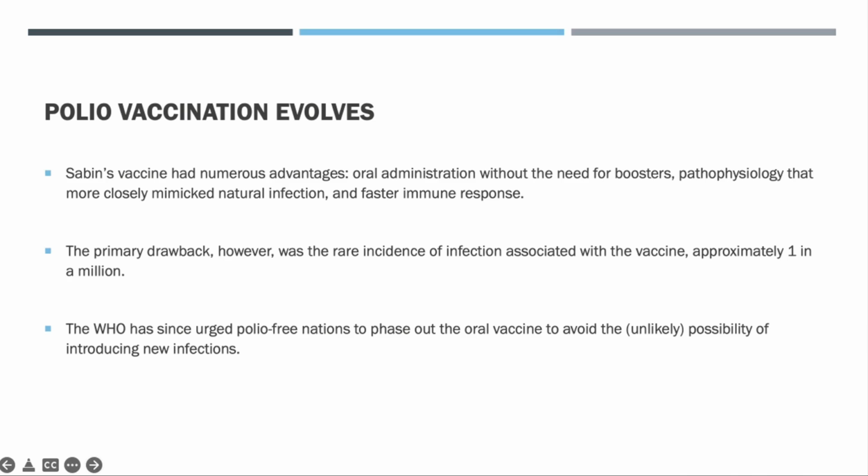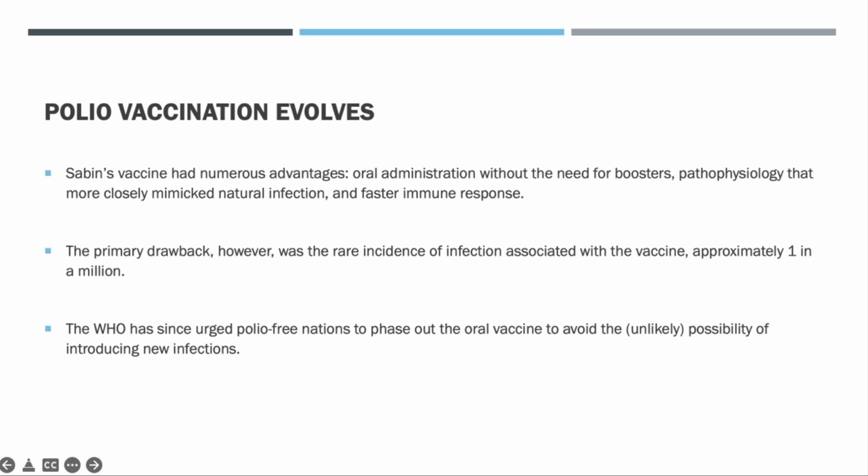As vaccination evolved, of course, Salk's vaccine came into widespread use first, as it was announced first. But Sabin's vaccine did have a number of advantages. There was oral administration as opposed to injection. There's no need for boosters. I mentioned the pathophys, more similar to natural infection, and a faster immune response. And this is really what led to its use, I think, more from a public health perspective. In more resource-poor conditions, it was much easier to administer an oral vaccine in those settings too.